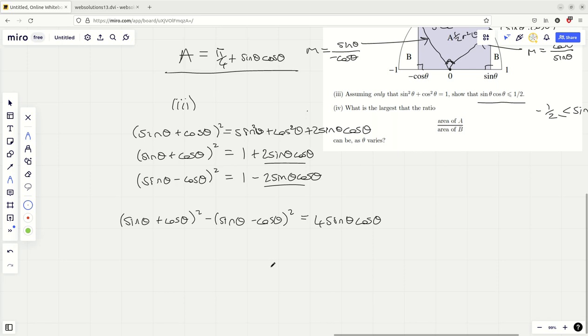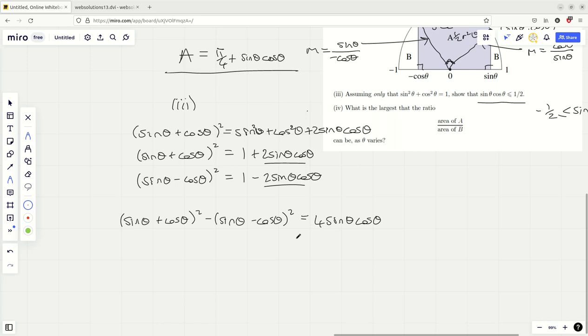Okay, that's kind of interesting, isn't it? The ones have cancelled and we got left with this. Now, after you expand these brackets, you're going to have a sine squared plus a cos squared. Essentially, you're going to get the 4 sine theta cos theta. But this might give you an inkling of what we should be doing, because if we've got something like this, how are we going to get back down to sine theta?